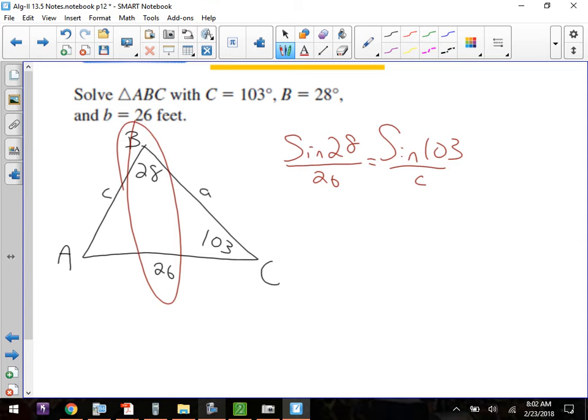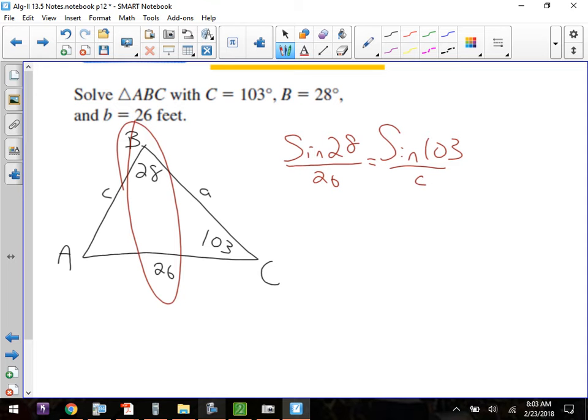Remember, sine of 28, sine of 103 are just really crappy decimals. Don't round anything. Don't just put 2 decimal places down and use those throughout. What I want you guys to do is to solve for c, and then type everything in your calculator like that.